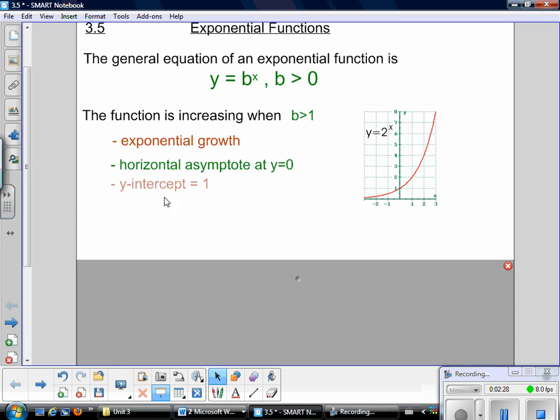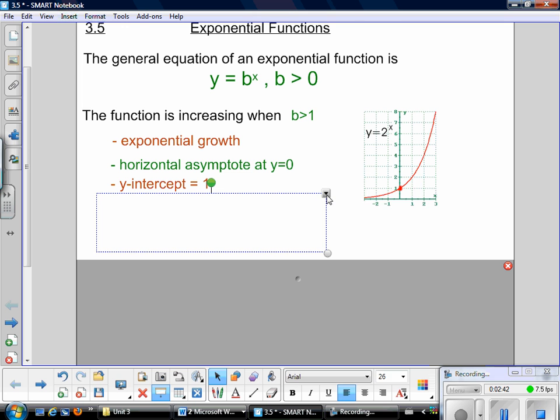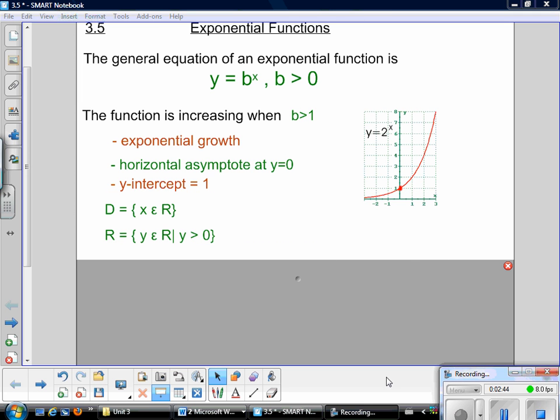The other thing that we know is that it has a y-intercept at 1. Right at 1 we have the y-intercept. The other thing we should know is its domain and range. The domain: x can be anything, so any real number. The range: y can be anything, however y has to be greater than 0. You can see that we're never going to get to the negative values of y.